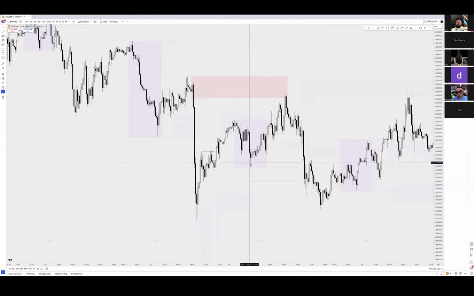And then obviously during Asia it respects this low. Why does it respect it? You can say liquidity block, that's why it gets respected over there. You also see the little trap happen over here before taking it out.